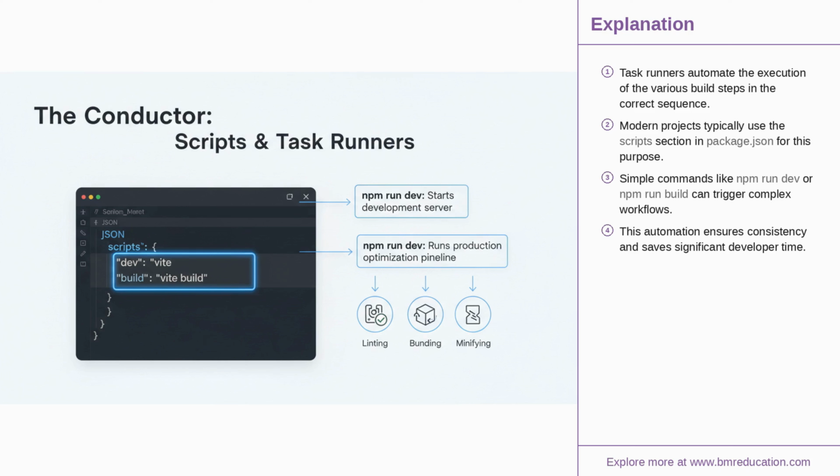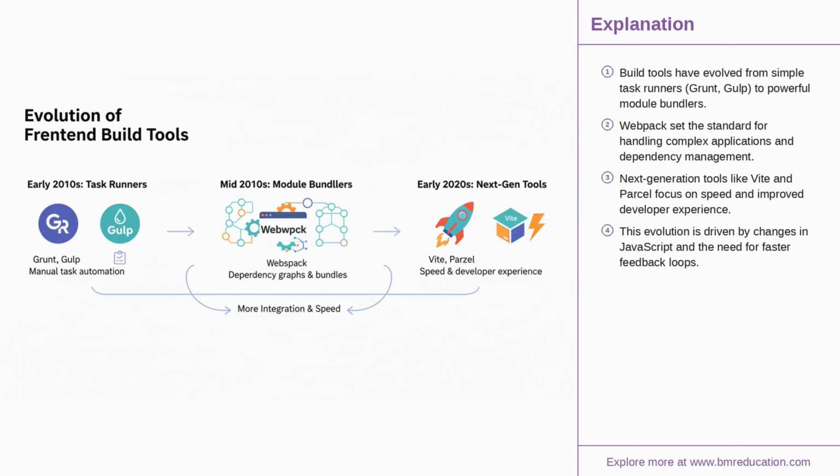The world of build tools has evolved significantly over the years. Early tools like Grunt and Gulp were primarily task runners focused on automating individual jobs. Then, Webpack revolutionized the space by introducing a module-centric approach, treating everything as a module. More recently, tools like Parcel and Vite have emerged, prioritizing developer experience with zero configuration setups and blazing fast performance by leveraging modern browser capabilities.